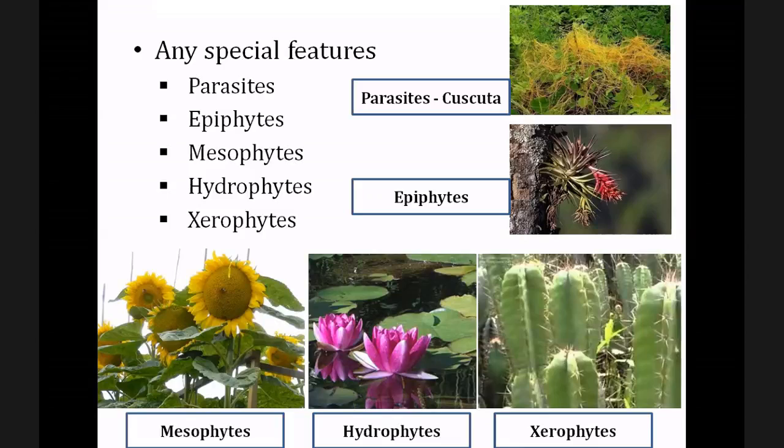The third category is the mesophytes. Mesophytes are plants adapted to live in partially wet as well as partially dry conditions. If it is a dry condition, the plant can live, and if it is a wet condition, the plant can also live. That is what we call a mesophyte. Mango and guava are examples of mesophytic plants.